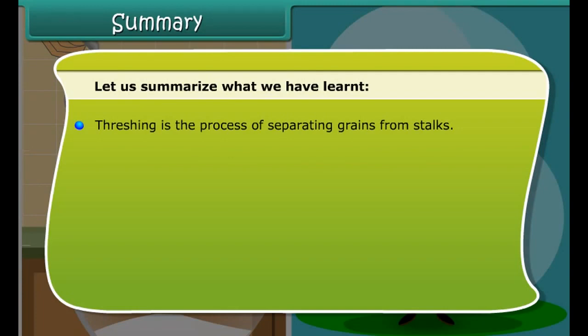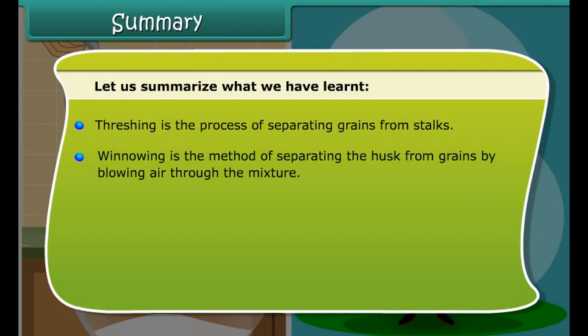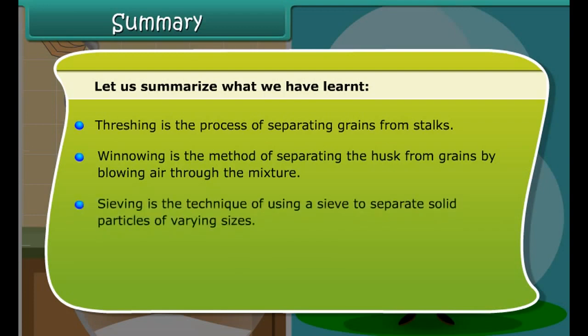Hand-picking is the method used to separate impurities visible to the naked eye and present in small quantity. Churning refers to the process of agitating or stirring milk or curd to make butter. Threshing is the process of separating grains from stalks. Winnowing is the method of separating the husk from grains by allowing air through the mixture. Sieving is the technique of using a sieve to separate solid particles of varying sizes.